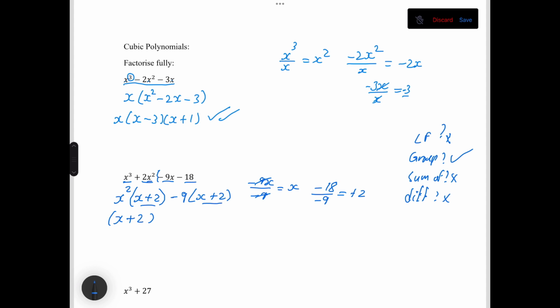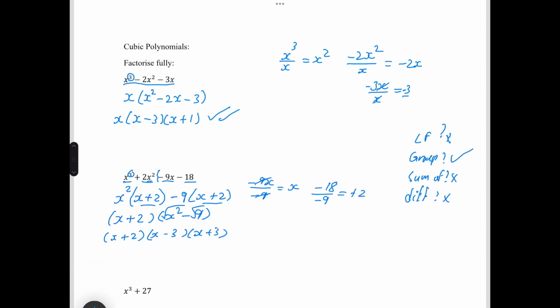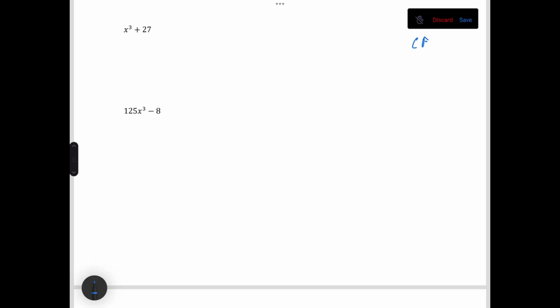There we go. And we take the coefficients and put them in the second bracket. So minus 9. Now you can further factorize the bracket on the right. It's the difference between 2 squares. So now we're going to have x plus 2, and then x minus 3, and the other one x plus 3. Remember your signs in the 2 brackets must be different. And that is our answer to factorize the cubic polynomial.